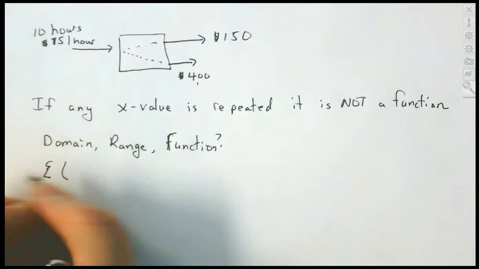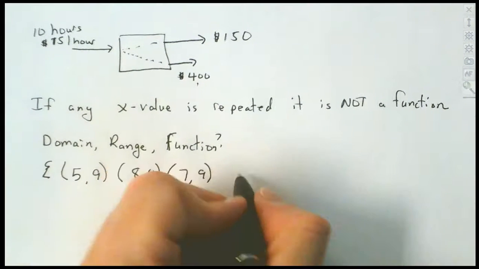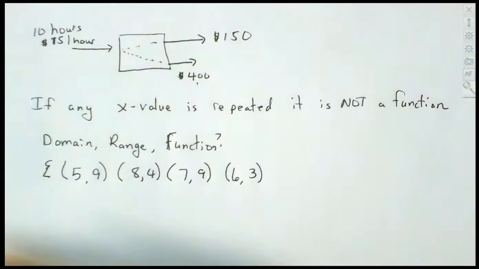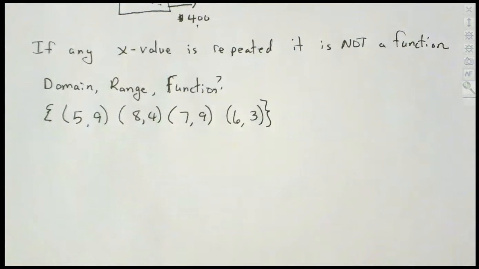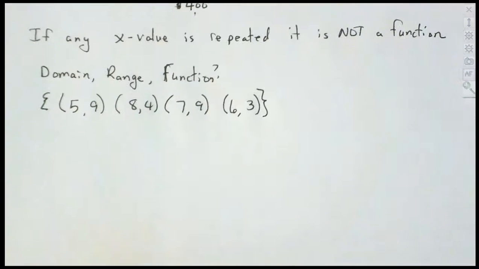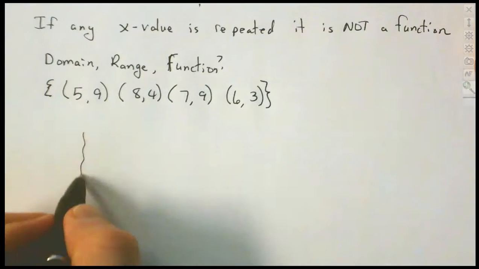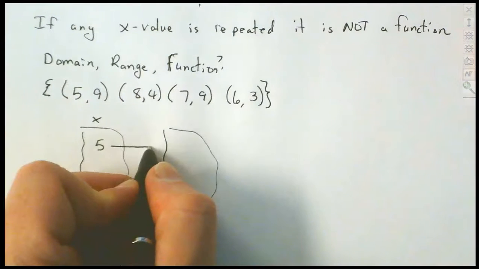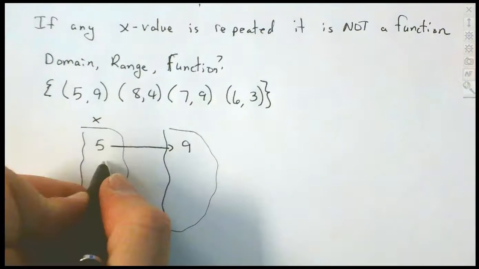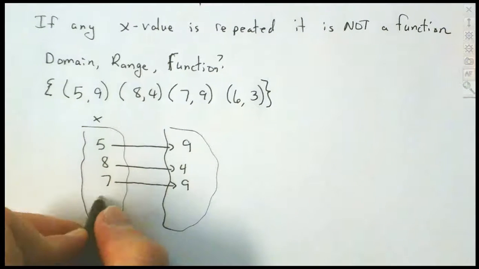And here are the ordered pairs we're going to be looking at. And we need to see if this is a function or not a function. And we're also going to list out our domain and our range. And sometimes with something like this, it might be easier if we make a mapping, so we can visually see how each point on the x maps to the y value. So 5, these are x values. The first point is 5, 9. So 5 maps to 9. 8 maps to 4. 7 maps to 9. And 6 maps to 3.